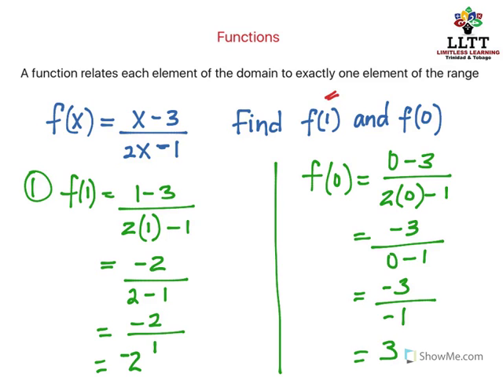So f of 1 equals negative 2. And f of 0 is equal to 3.